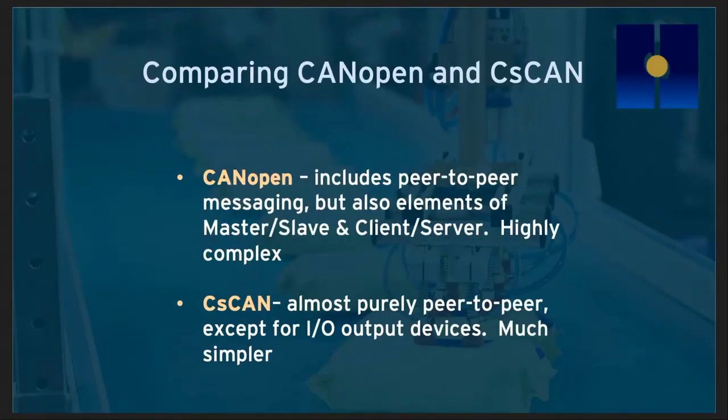To further compare, CANopen definitely includes support for a fair amount of peer-to-peer messaging, but it also has a lot of elements built in of master-slave and client-server. So depending on which messaging service you're using, it really acts differently. Okay, and CANopen is highly complex, no question about it. Can't beat around the bush there. It's got some great capabilities, but it's not simple. With CScan, it's almost a purely peer-to-peer type message structure, except for output devices like I/O relay modules or analog output modules. Other than that, it's pretty much purely peer-to-peer. It's really easy to use and it's much simpler.